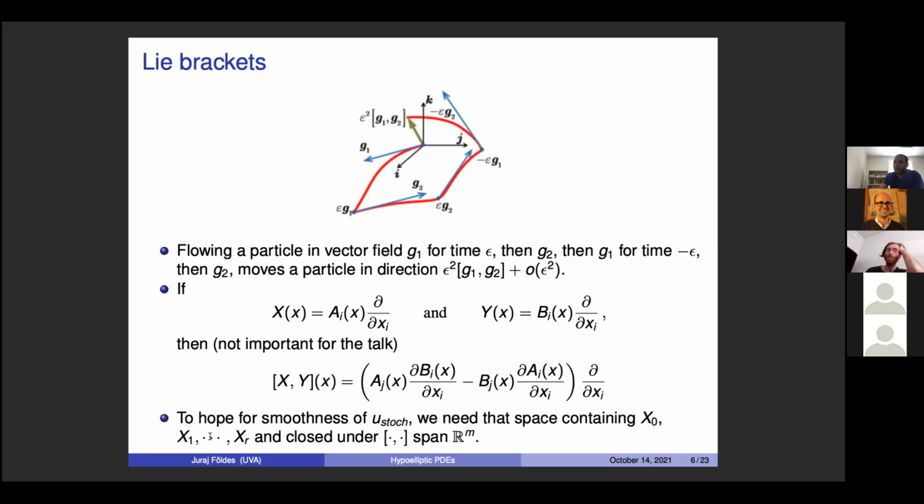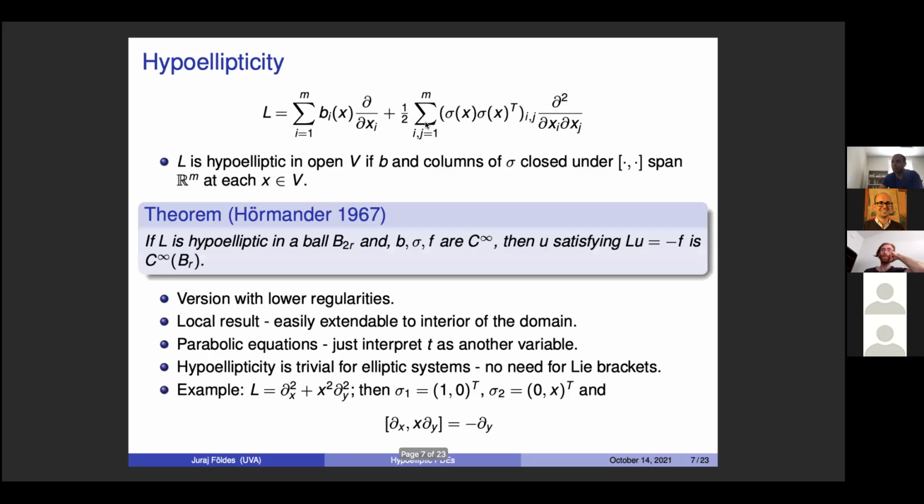So if we have some hope for smoothness, then we cannot have the process splitting the space into submanifolds. That really means that by Frobenius, we need this X0, X1, up to Xr closed under this Lie bracket. They should be spanning the whole tangent space. So there shouldn't be any directions that are not covered either by the vectors or by going around, maybe several times.